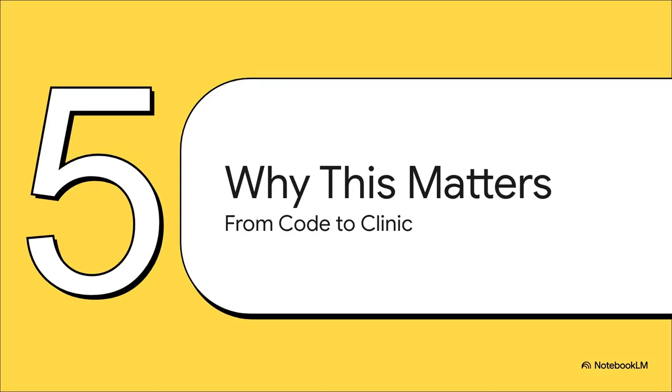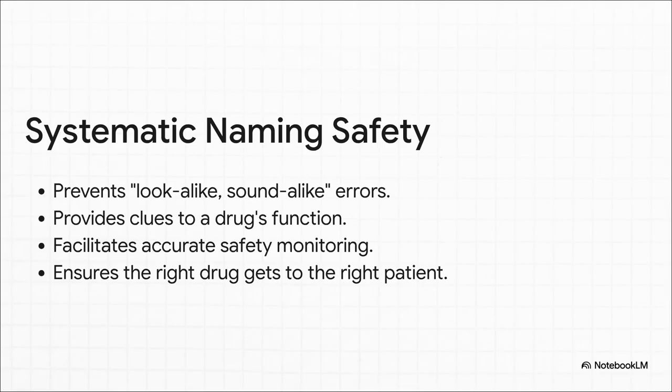Now, this isn't just a neat little party trick or a mental puzzle. Understanding this language has huge real-world consequences for patient safety. This is all about translating that code into making medicine safer for everyone. So why does all this matter so much? Well, because a system like this is a powerful safety net. It helps stop those dangerous medication mix-ups we talked about. It gives healthcare workers instant clues about what a drug is for. It makes tracking side effects easier and more accurate. And really, it all boils down to one thing: making sure the right patient gets the right, incredibly potent medicine.